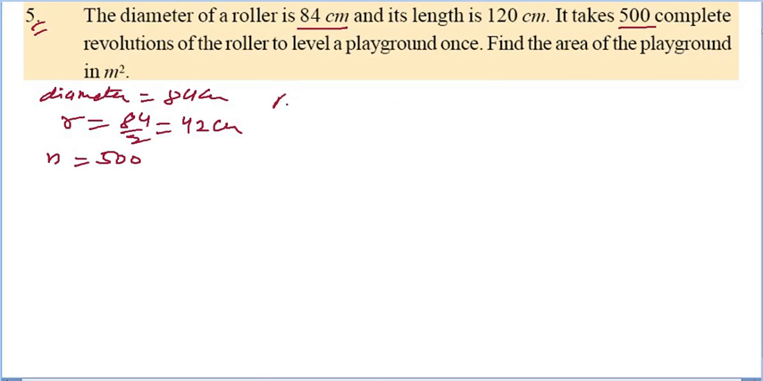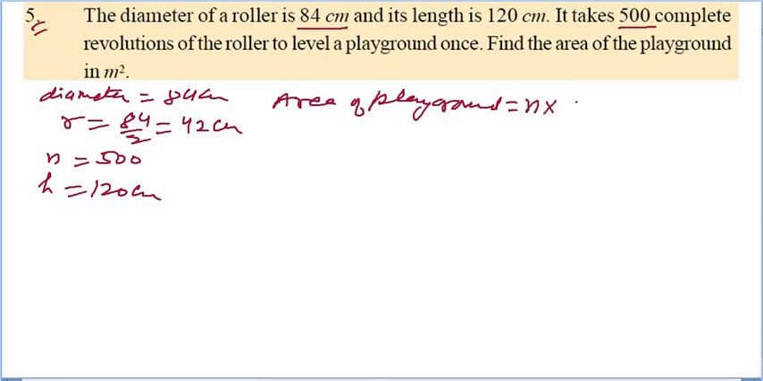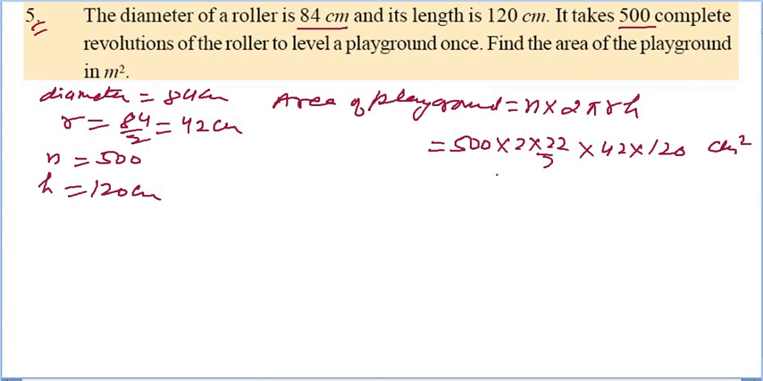So first of all, write the area of the playground is equal to: the length is given as 120 meters, so h is equal to 120 centimeters. Area of playground is the number of revolutions, n, times the curved surface area, that is 2 pi r h. So now you can find this. N is given as 500 and 2 pi is 22 upon 7. R is given as 42 and h is given as 120 centimeters, and the whole area is in centimeter square.